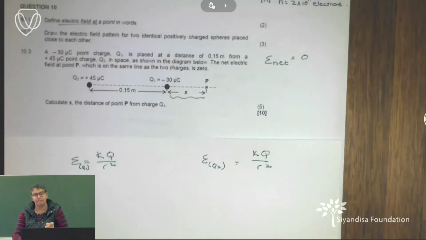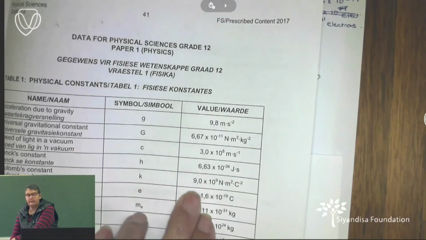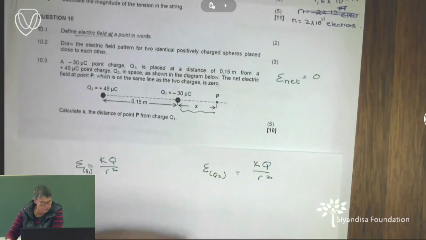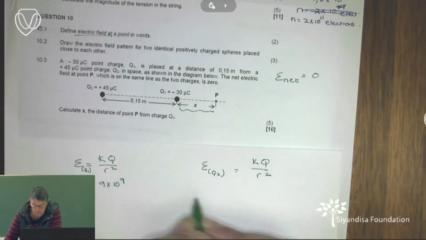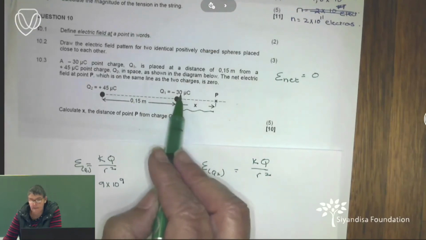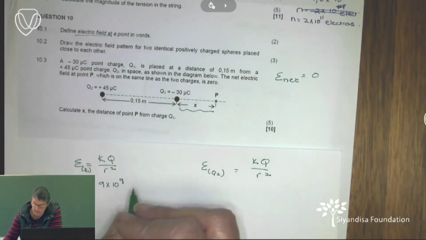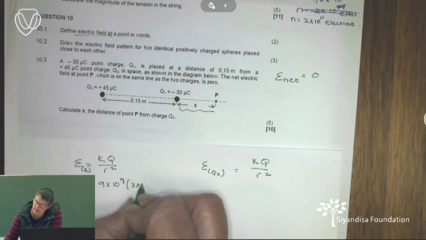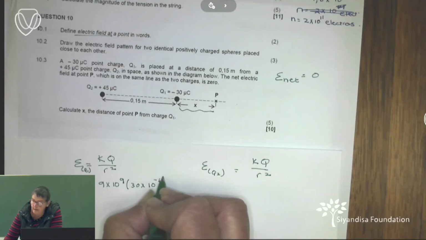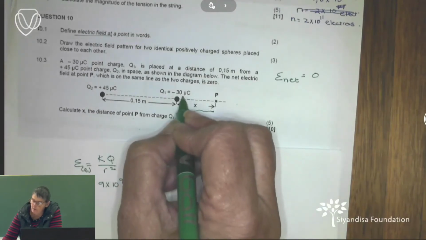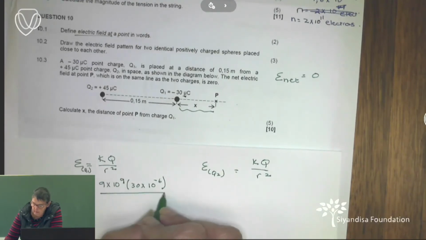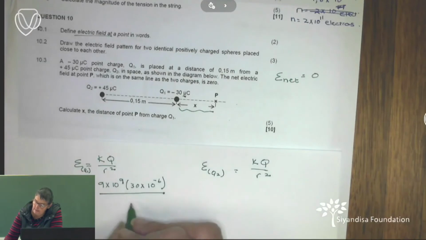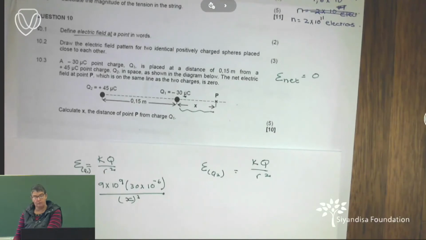Once again, I turn the page, and I make sure that K is 9 times 10 to the 9th. So I'm going to write down 9 times 10 to the 9th, okay, times by, and now I'm busy here. So now I'm going to say times by 30 times 10 to the negative 6. Remember, you cannot work in microcoulomb, so you've got to convert. Okay. Over my distance squared. And what is my distance? My distance is x squared. Do not forget the square.